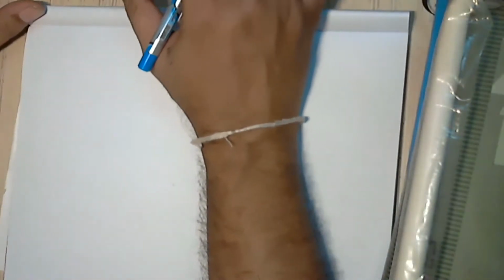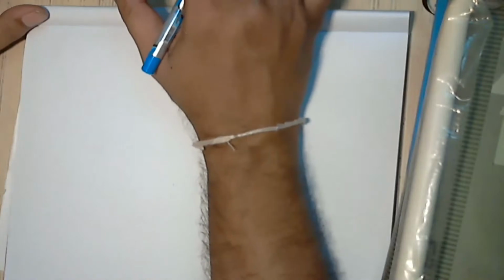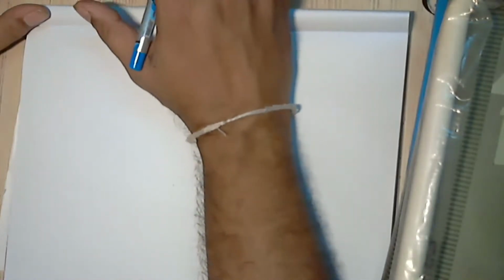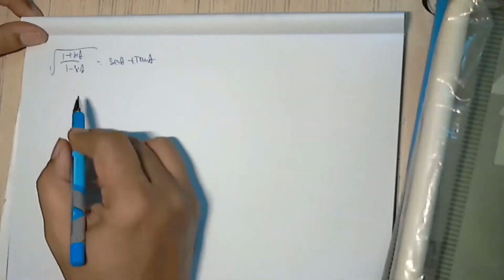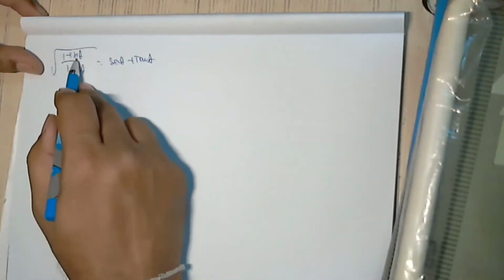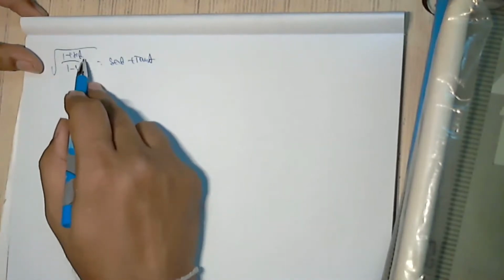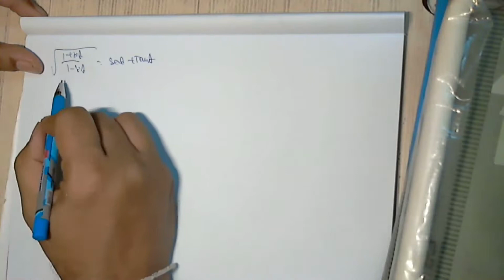Again, I will do it neatly, in a better, simpler way. Let us see what is asked. Root of 1 plus sin A by 1 minus sin A is equal to secant A plus tan A. This is to be proven. Earlier we did it by multiplying both sides by 1 plus sin A. Now we will do it another way.